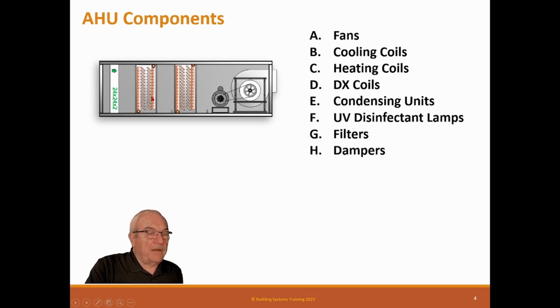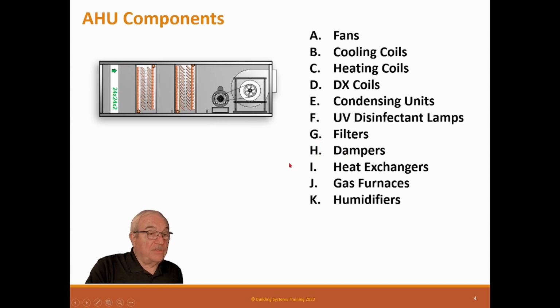Dampers, different kinds of dampers within the unit. You can have isolation dampers on the discharge and suction side. You have fresh air dampers, lots of different dampers. Heat exchangers, we can have heat exchangers inside of it. We'll go over that. You can have a gas furnace for heating.